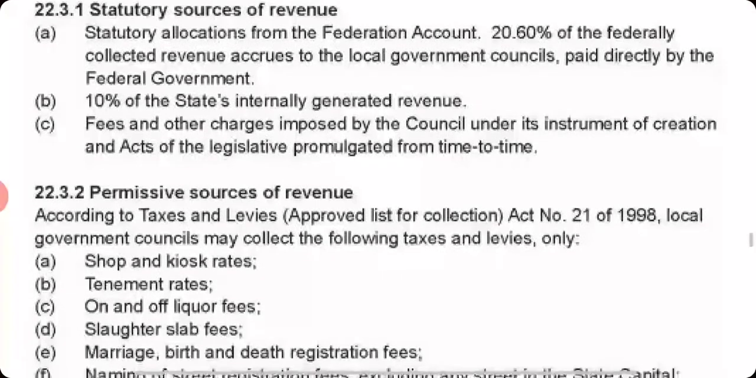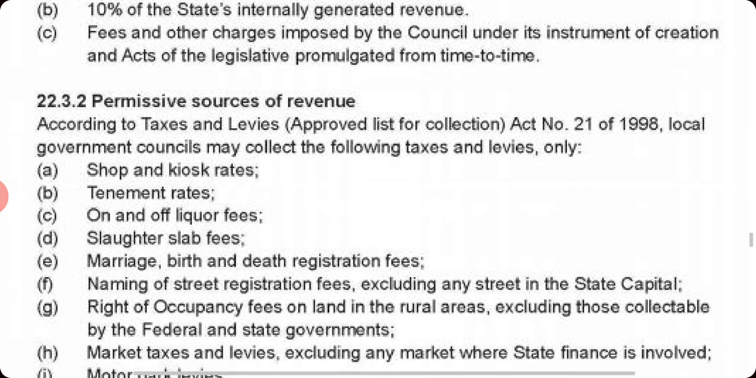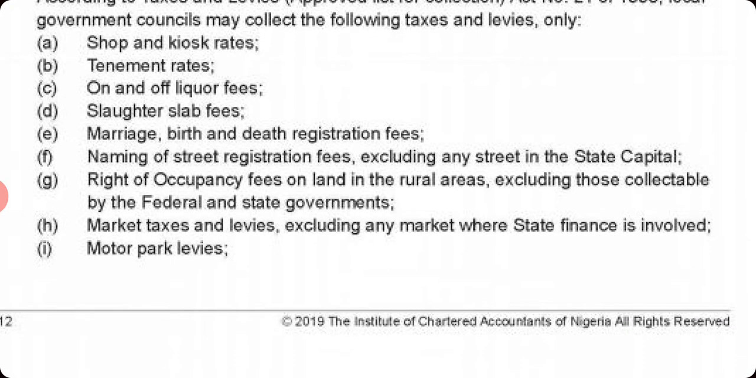Now look at permissive sources of revenue. These are those little rates, fines, fees and licenses that local government charges. We have the shop and kiosk rates, tenement rates, on and off liquor fees, slaughter slab fee, marriage, birth, death registration fees, naming of streets fees and what have you. So these are the things that local government charge as revenue aside from statutory, so we'll call them permissive.